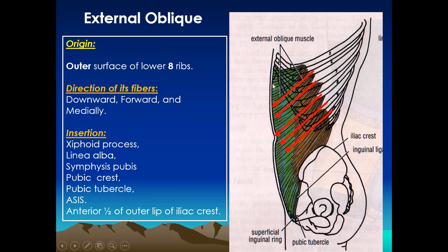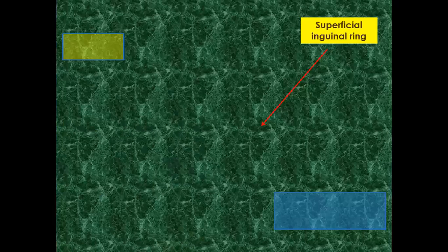All these are the insertions: starting from the xiphoid process, linea alba, then the pubic symphysis, pubic crest, and pubic tubercle, then the anterior superior iliac spine as well as the outer lip of the iliac crest. This is the insertion of this muscle. So the origin is from the lower 8 ribs and the insertion will be all this. This is the origin and insertion of the external oblique muscle.